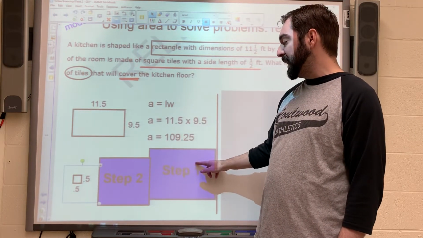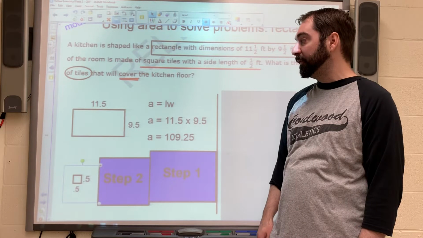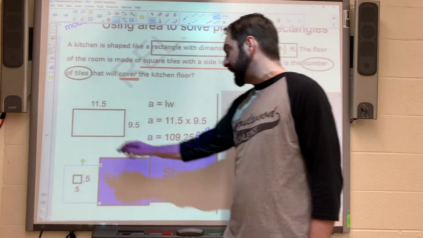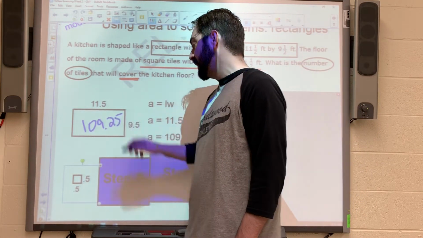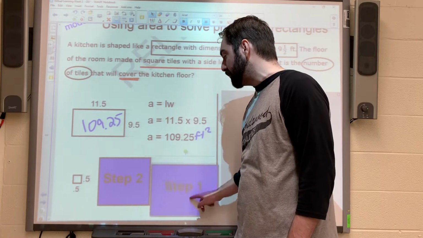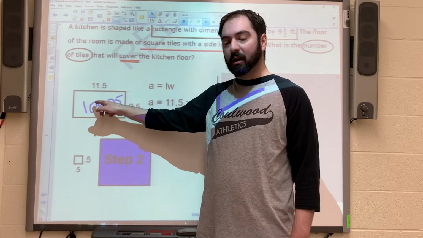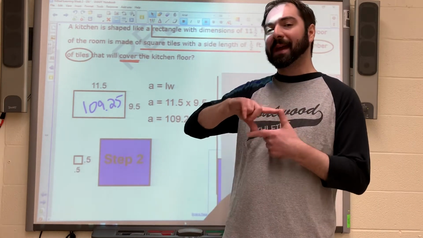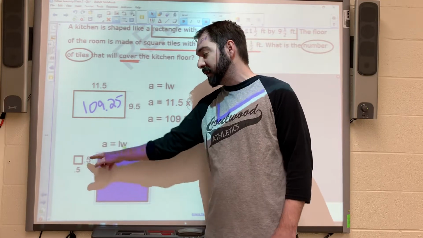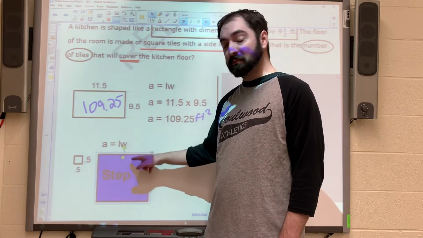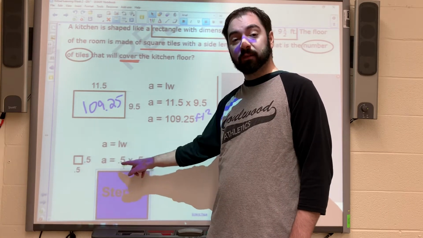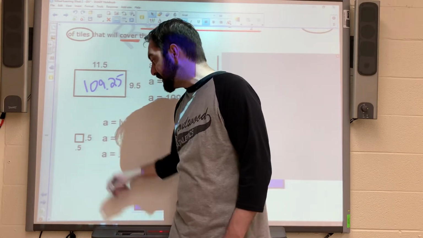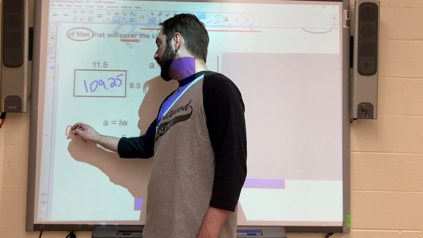Length times width, I would have gotten approximately 109.25 square feet. So now I know that's the total that I have to work with, 109.25. And again, I'm trying to see how many of these smaller tiles can I fit inside here. Well, they don't all have a value of 0.5. I need to figure out what is the total area each little piece has. So again, I could find the area of each square. Length times width. A half times a half, or 0.5 times 0.5, would tell me that the area of each little piece is 0.25.